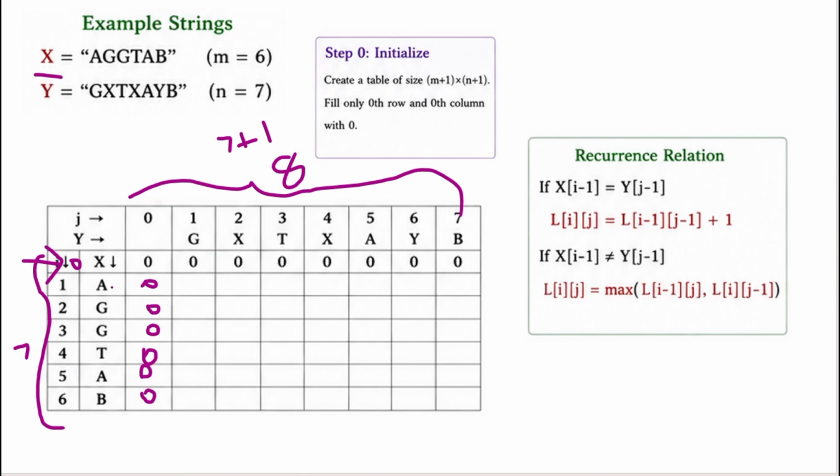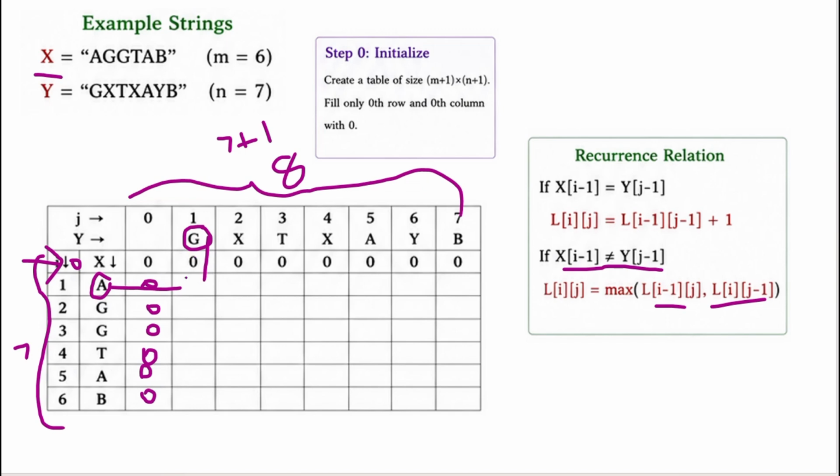Let's start from the first character of X and the first character of Y here. Now compare these two characters. Here A is there, here G is there. So both characters are different, right? Not the same. If both characters are not the same, what is the procedure? Just check the top and left values. Which one is maximum? You put that value here.